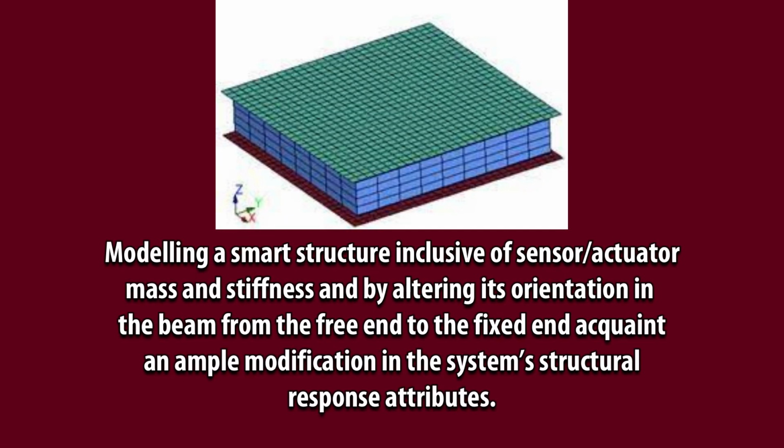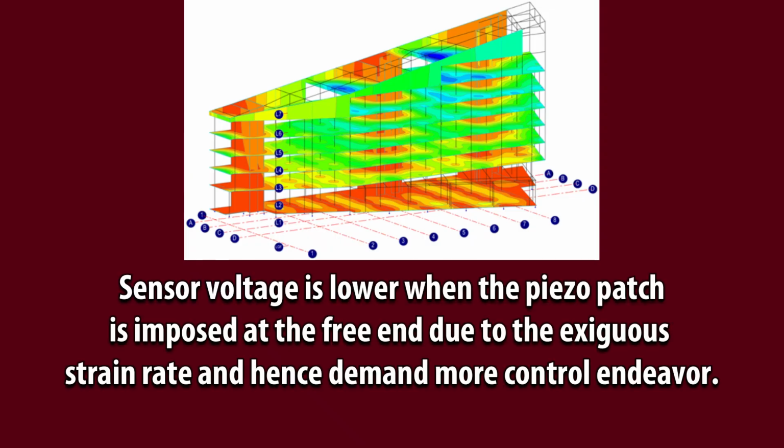Modeling a smart structure inclusive of sensor and actuator mass and stiffness, and altering its orientation in the beam from the free end to the fixed end, brings a significant modification in the system's structural response attributes. Sensor voltage is lower when the piezo patch is placed at the free end due to the small strain rate, and hence demands more control effort.